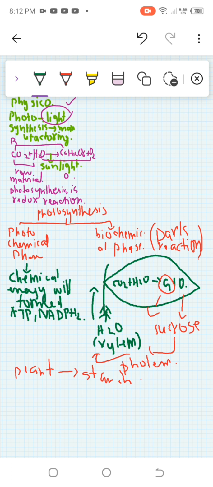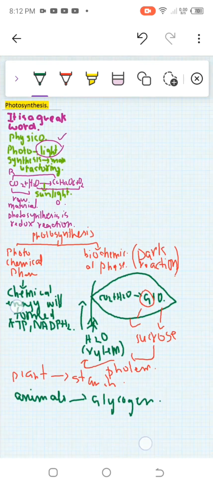However, if I talk about animals, in animals glucose is stored in the form of glycogen. So in the photochemical phase the chemical energy ATP is formed, however in the biochemical phase, with the help of water and the environment, the glucose is formed. I hope these both phases are clear to you.